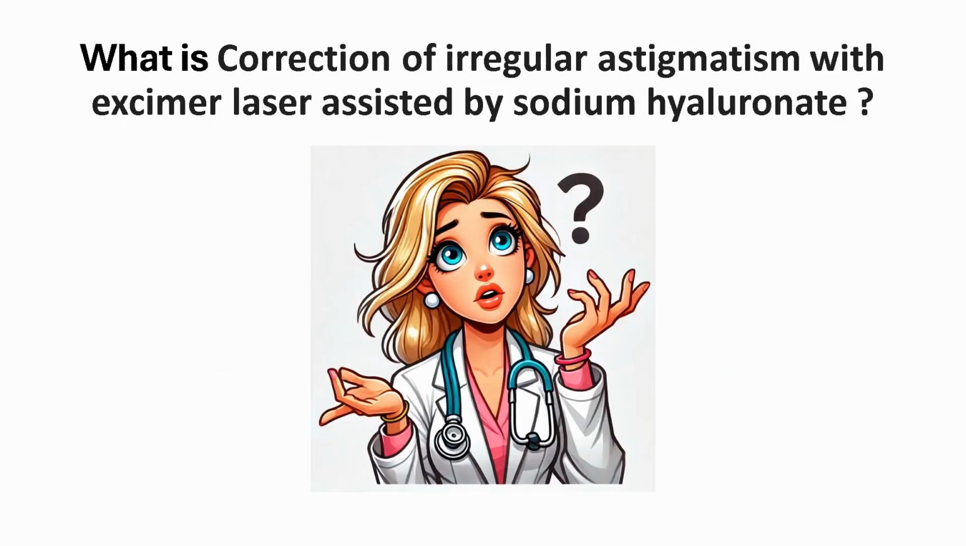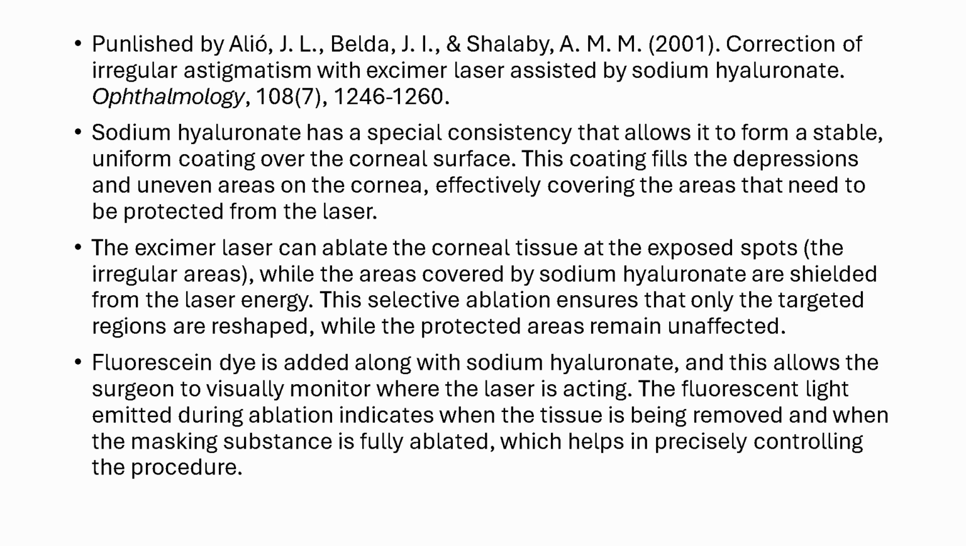So what is a correction of irregular astigmatism with excimer laser assisted by sodium hyaluronate? Published by Alió and colleagues in 2001, sodium hyaluronate forms a stable, uniform coating over the corneal surface, effectively covering the areas that need to be protected from the laser. The excimer laser can ablate the corneal tissue at the exposed spots, while the areas covered by the sodium hyaluronate are shielded. Fluorescein dye is added along with the sodium hyaluronate. It allows the surgeon to visualize and monitor the laser in action.